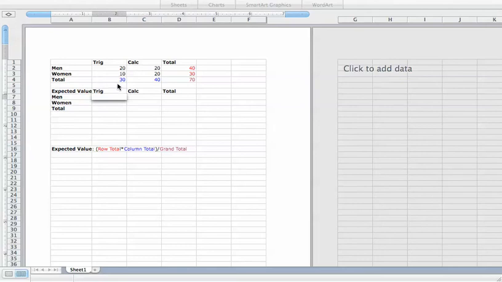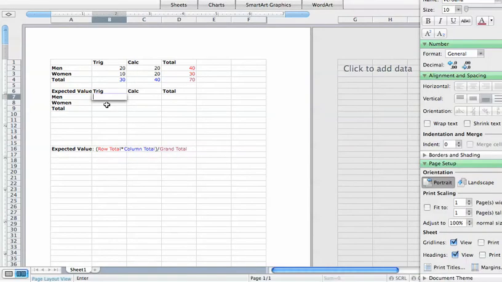When you're doing chi-squared, you've got what you've observed, the data you've observed, and then you need to find out what would be your expected value. If this was a perfect world, what kind of data would you get? So the formula to do that with Excel is the row total, which I've got in red, times the column total, which is in blue, divided by the grand total, which is in purple.